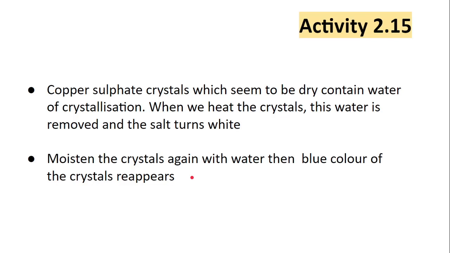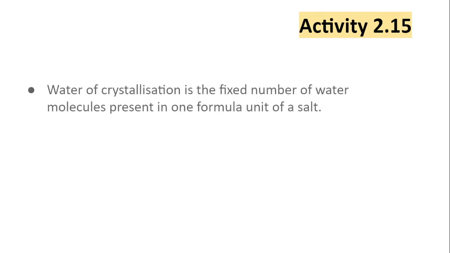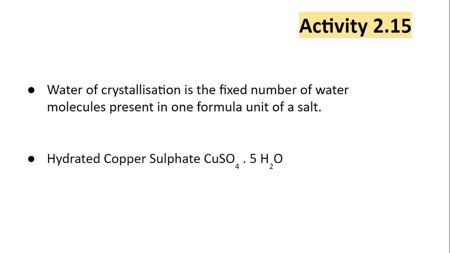Water of crystallization is the fixed number of water molecules present in one formula unit of a salt. Five water molecules are present in one formula unit of copper sulfate. The chemical formula for hydrated copper sulfate is CuSO4·5H2O. This is hydrated copper sulfate, and the chemical formula for this is CuSO4·5H2O.